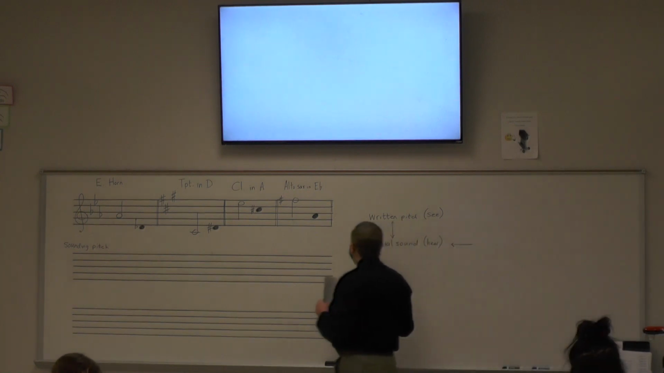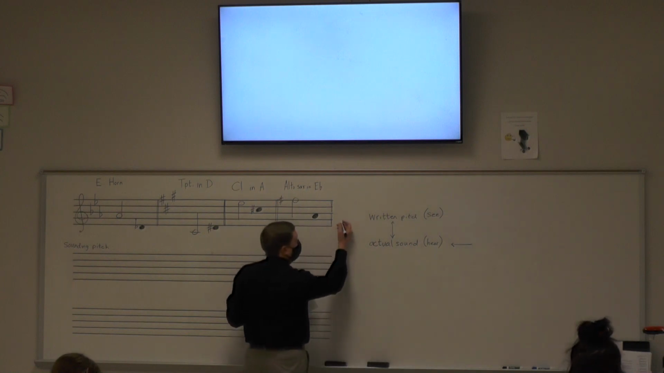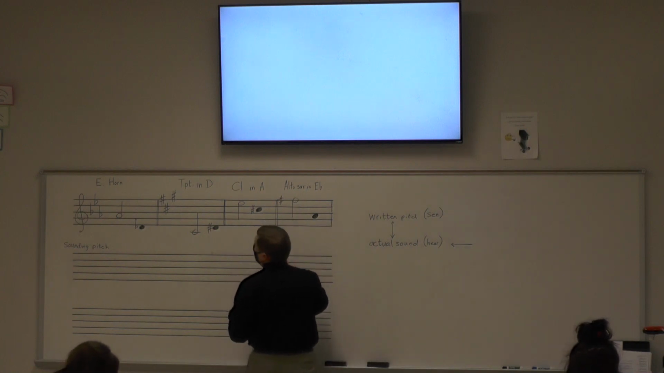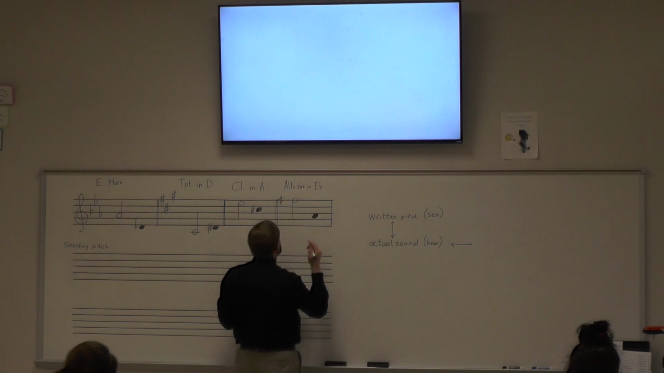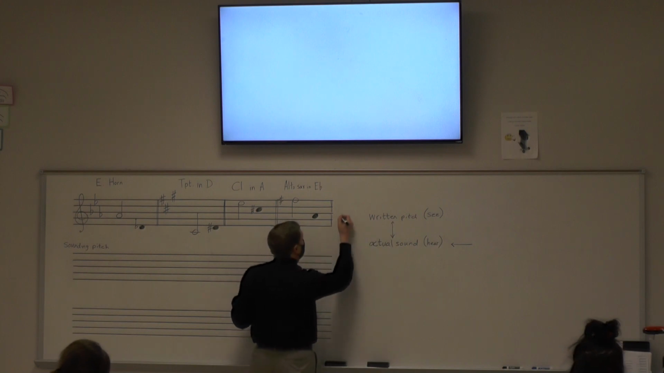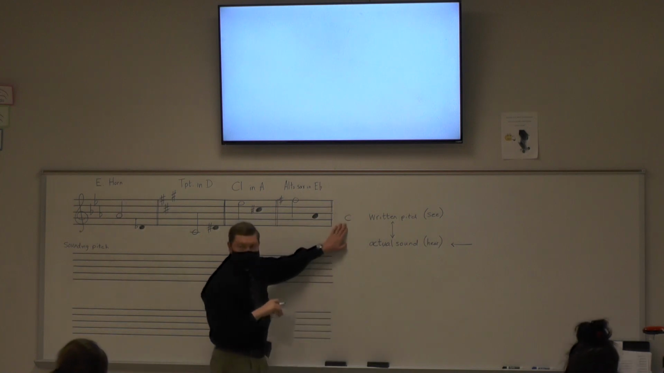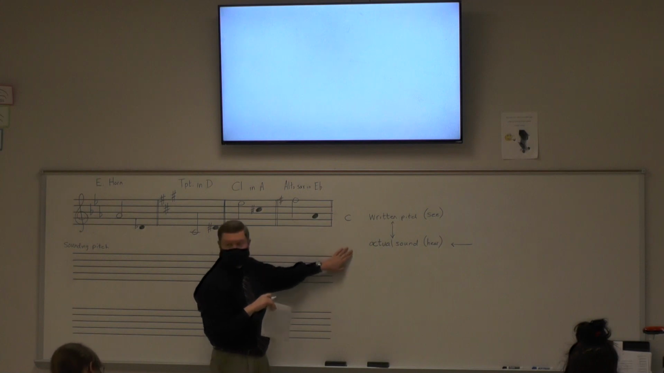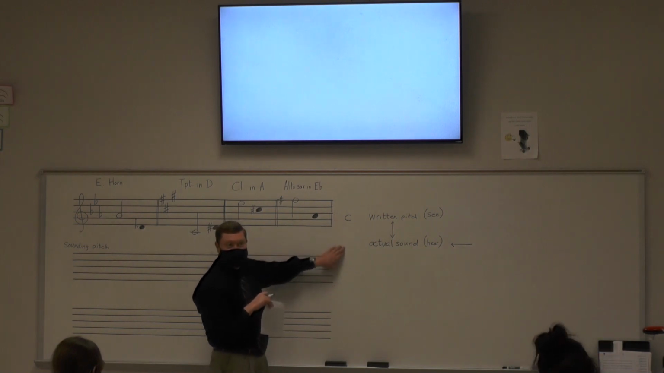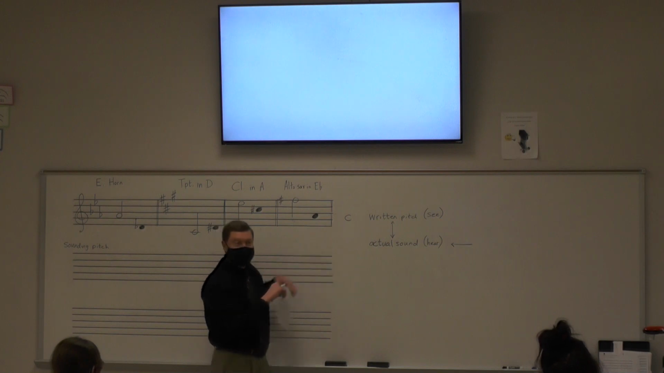So for instance, let's pick, how about a clarinet in B flat? If I have a notated C for a clarinet in B flat, what's the actual sound going to come out of the instrument? Yep, that's the written pitch. B flat, right? Full step lower.